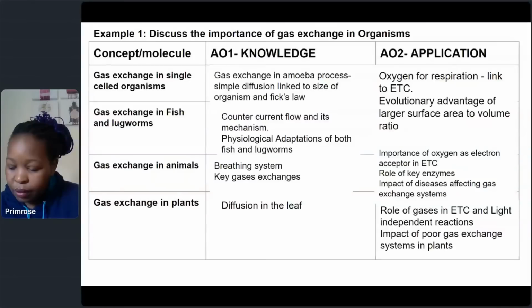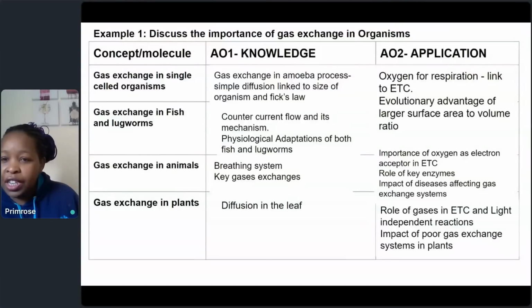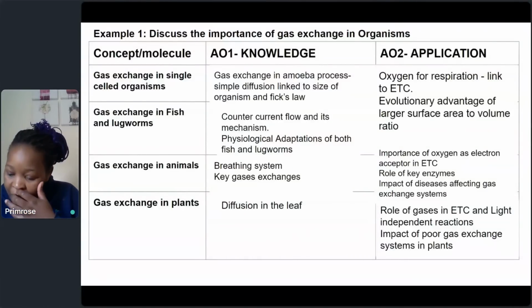Yes, yes, because you've started with the gas exchange bit and you've just applied it. So there you go.